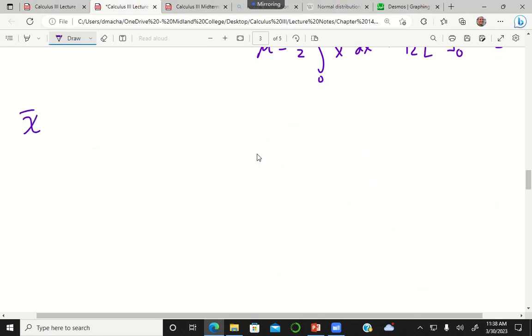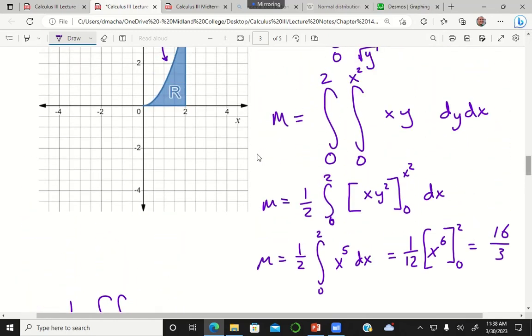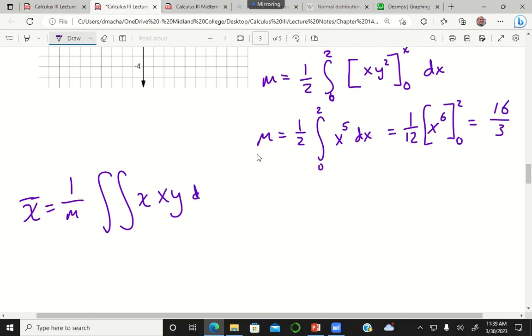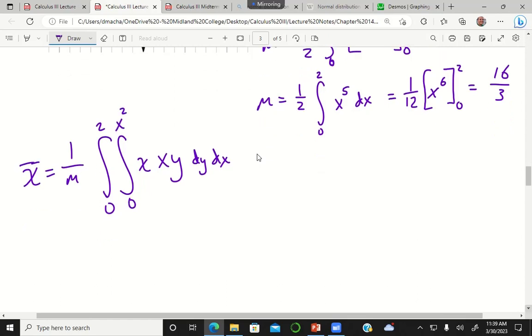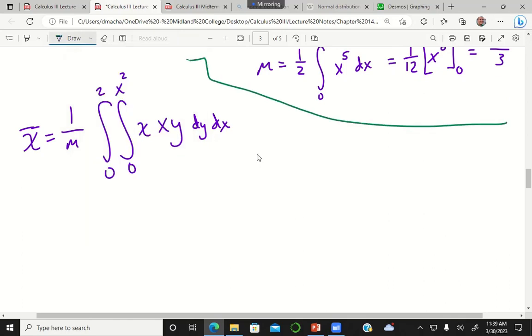So the x-coordinate is 1/m times the double integral, where I throw in a little x. And then, of course, the density function was xy, so that's really x squared y. I like the order of integration I chose, so I'm going to keep the dy dx. And that means I can keep the bounds that I was using. Maybe I should have switched pen color.